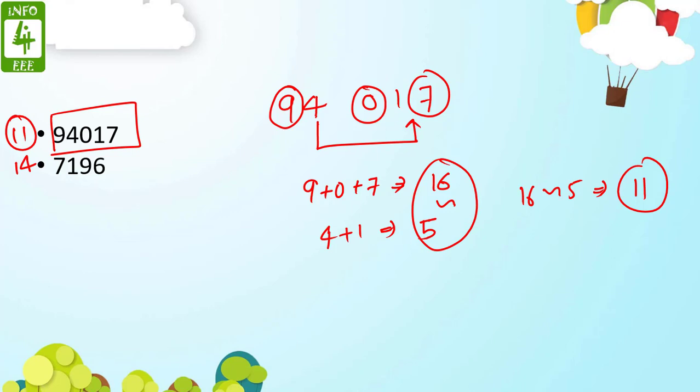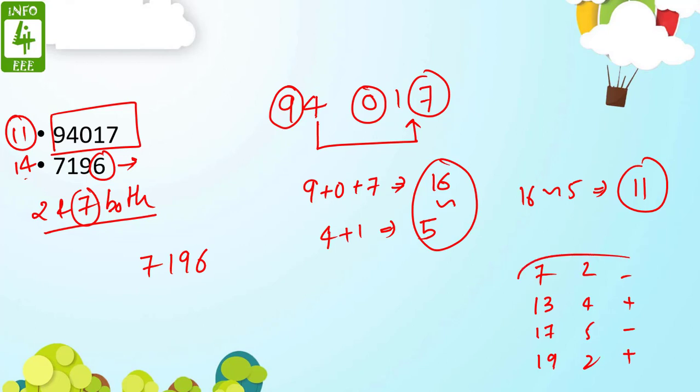For 14, you need to check whether the number is divisible by 2 and 7 both or not. For 2, the number should be even, so this is an even number. Now you just need to check for 7. For 7, we have a divisibility rule. Multiply the last digit by 2 and subtract. So 6 twos are 12. So 707. Do it again.